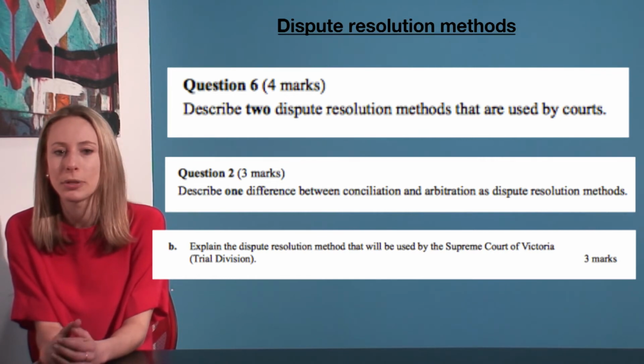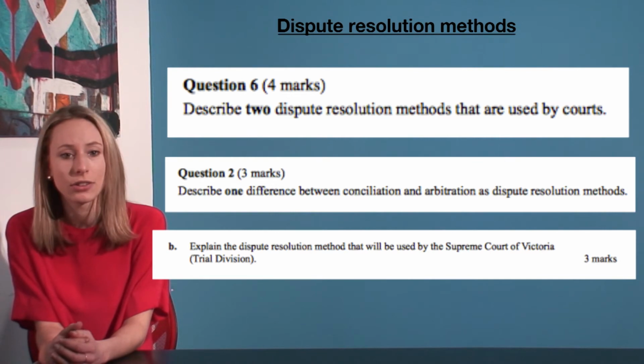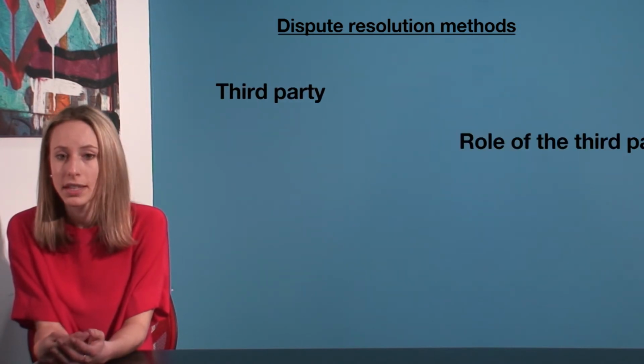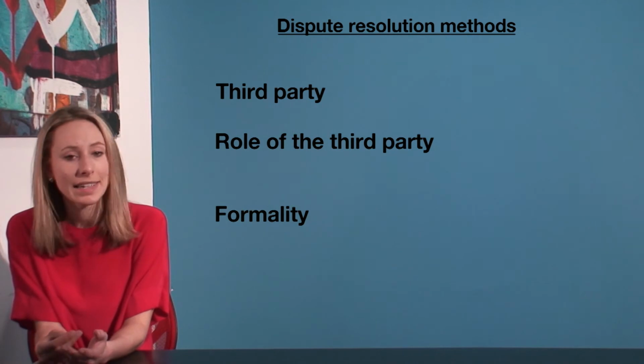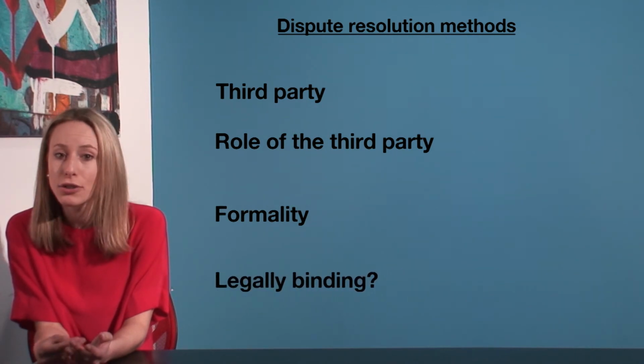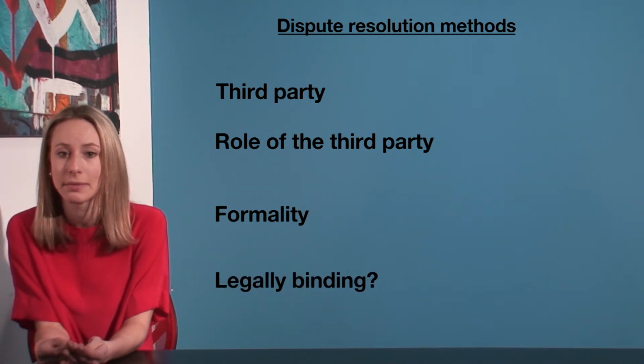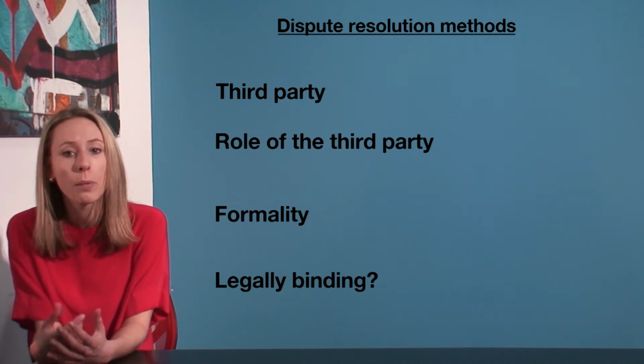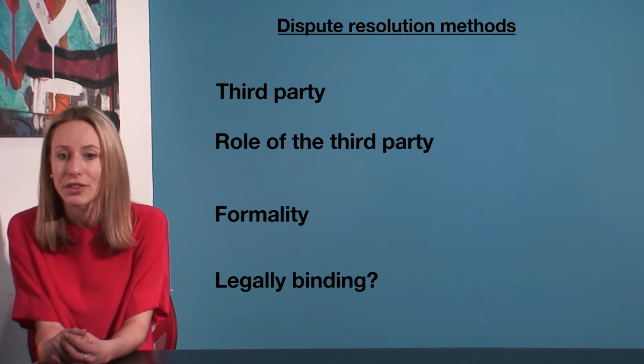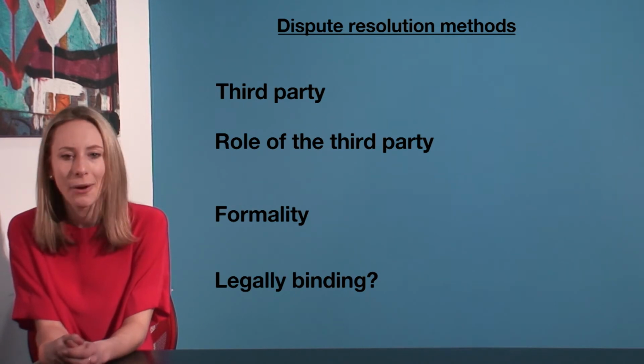To describe a dispute resolution method, you need to name the third party, outline their role, state how formal the method is, and note whether the decision is legally binding. If you're describing a difference between 2 methods, look at those 4 points and find the point at which the methods deviate. Now, let's go through each method.